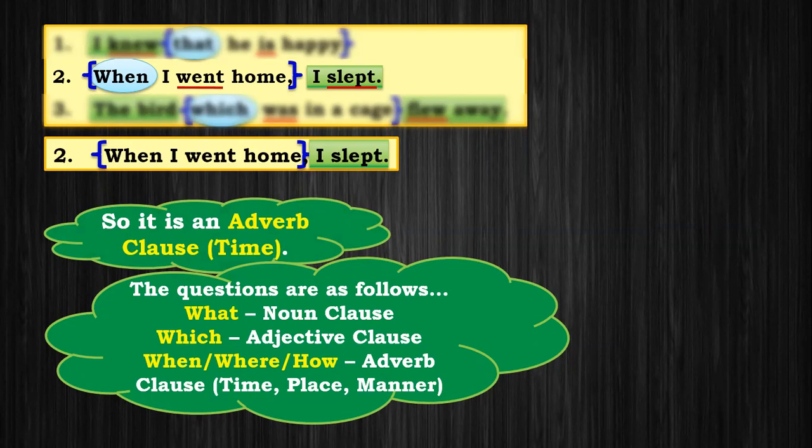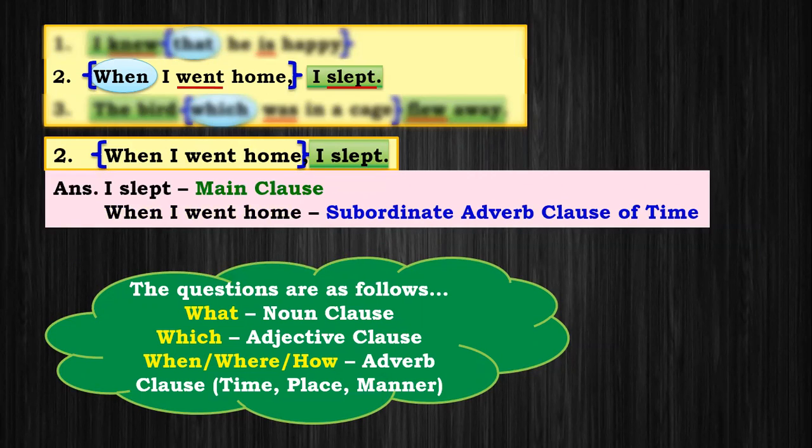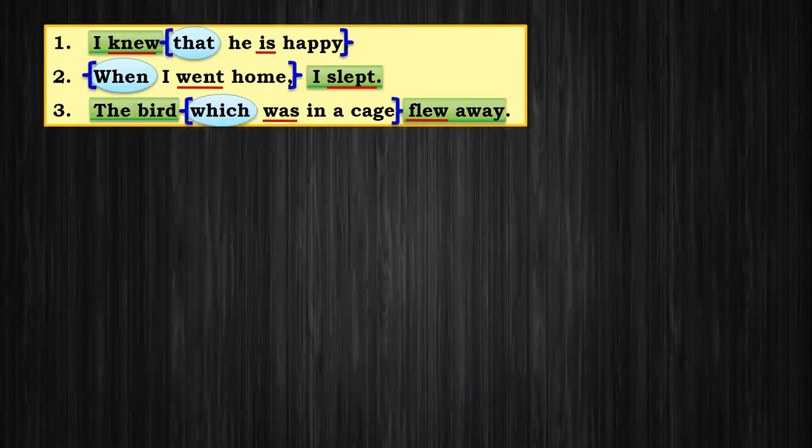I'm sure it is going to be clear to you. Let's go ahead with the third one. So this is how, don't forget to write the answer in this manner. That is, I slept, main clause; when I went home, subordinate adverb clause of time. Here we go with the next.